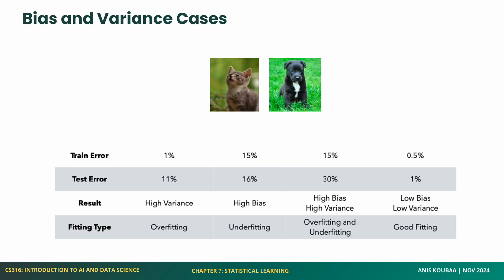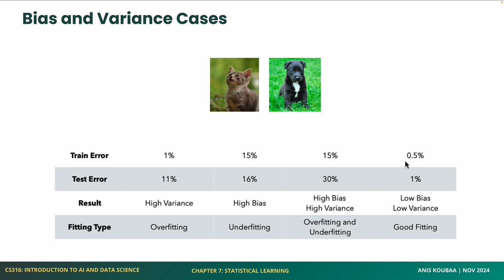Now, based on the outcome of your training, you can decide what the issue is. Imagine that you have a training error of 1% and a testing error of 11%. This means I have high variance, I have overfitting: very low training error and high testing error. If you have 15% and 16%, both of them are high, so here I have high bias, and this is underfitting. And if you have 15% and 30%, you have high bias and high variance together, so this model doesn't fit at all.